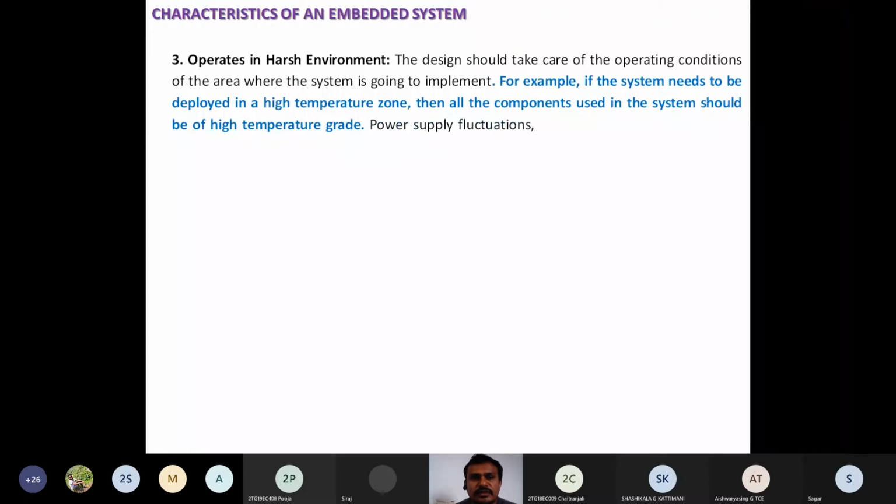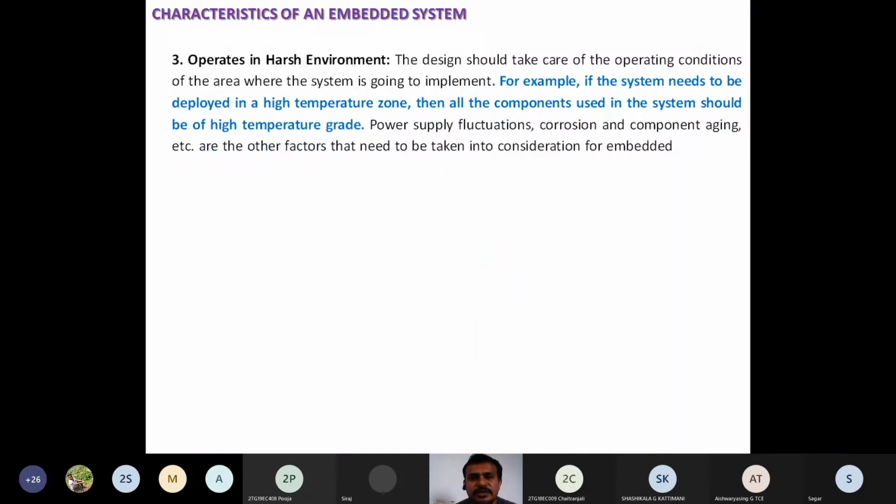So here, whatever the system, the surrounding environment, if it is a harsh one, obviously it should be operated in that environment. So the design should take care of the operating conditions of the area where the system is going to be implemented. For example, if the system needs to be deployed in a high temperature zone, then all the components used in the system should be of high temperature grade.